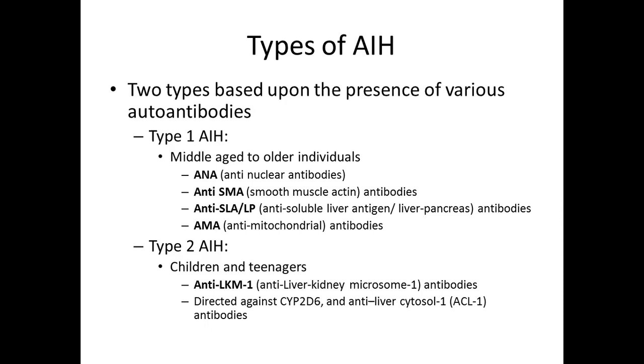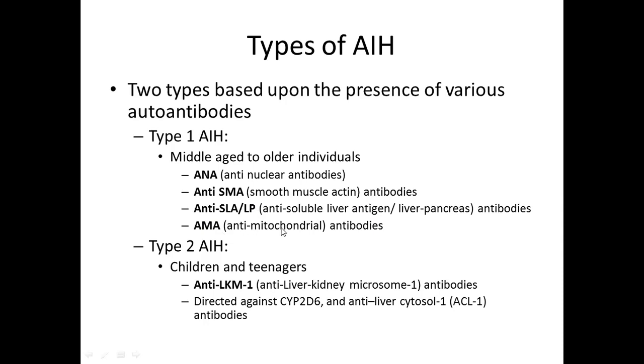Similarly, in some individuals, anti-SMA, smooth muscle actin antibody, may be present, or anti-SLA/LP antibody, anti-soluble liver antigen or liver pancreas LP antibody, may be present. So again, if this antibody is present, then the person would have some autoimmune sort of pancreatitis as well.